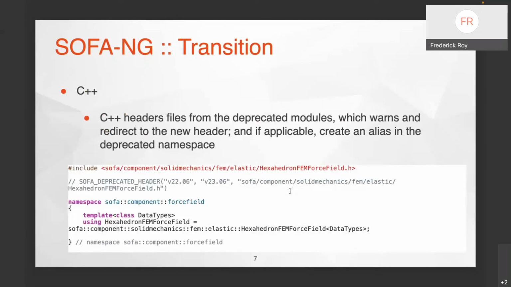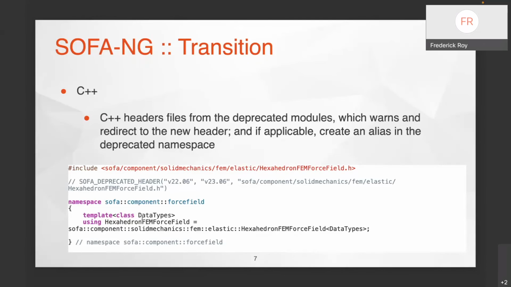For the C++, it's almost the same template: the old headers are redirecting to the new location. You can see, for example, the Hexahedron FM force field, which was located, I think, in SOFA something FM. The first line redirects directly to the good path. The second line, which will be incremented for the release, warns the user while compiling: you should not use this path anymore, you should use SOFA/component/solid-mechanics, etc.